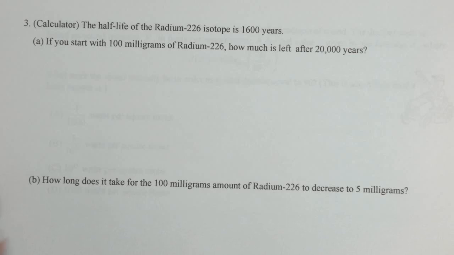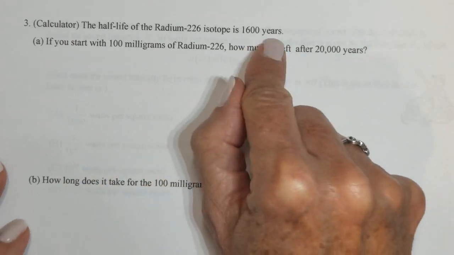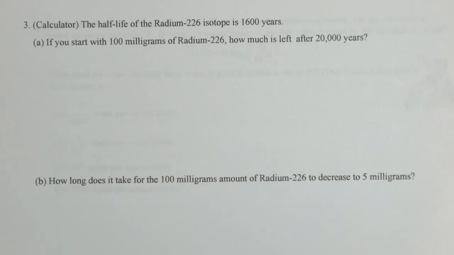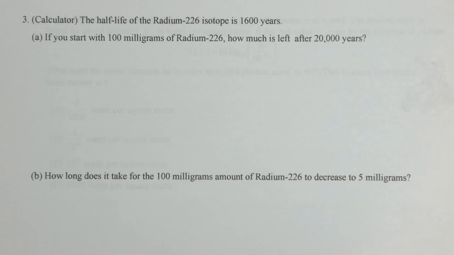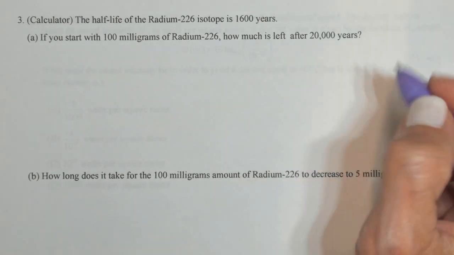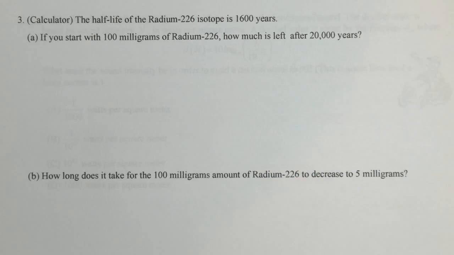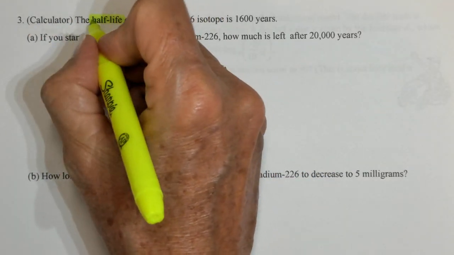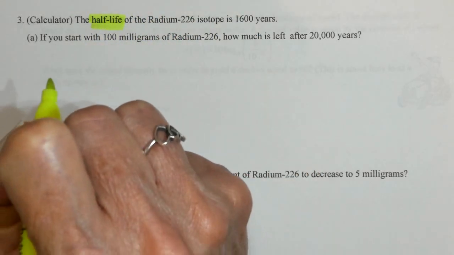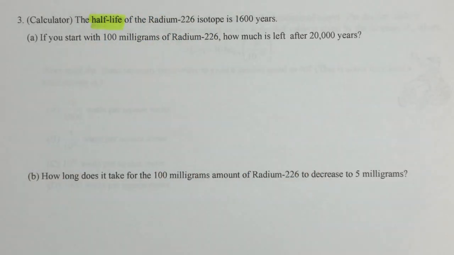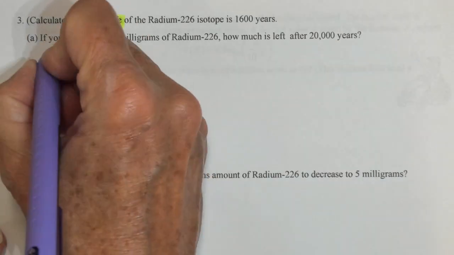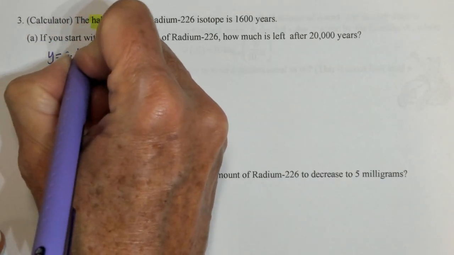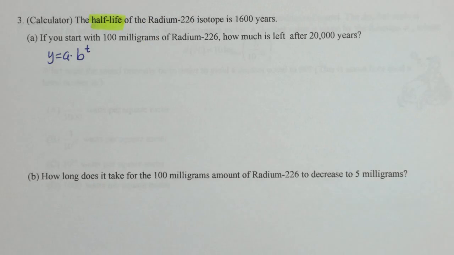Number 3. The half-life of radium-226 is 1600 years. If you start with 100 milligrams of radium-226, how much is left after 20,000 years? Well, half-life. Every half-life problem can be written as an exponential function. So as soon as I see half-life, I think y is equal to a times b to the t.